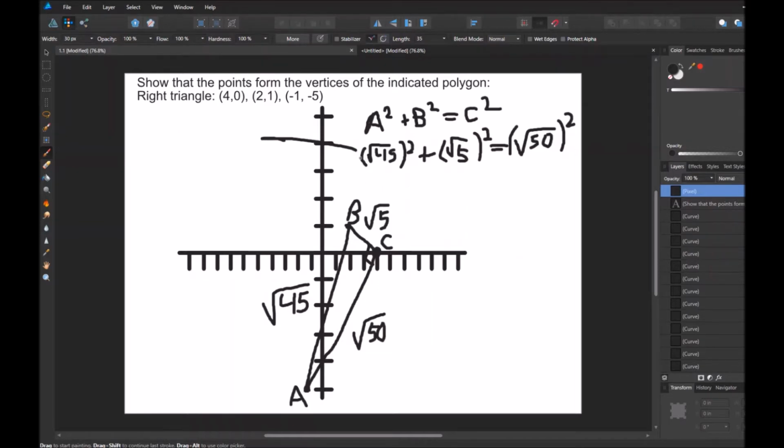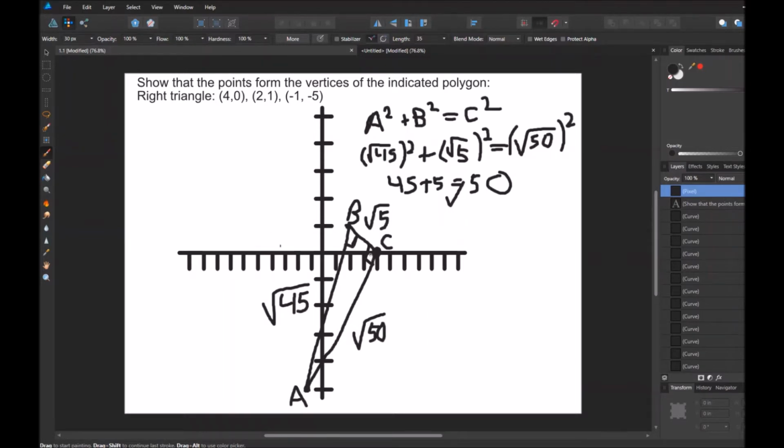So this would become 45, this would become 5, and then the root 50 squared would just be 50. And now we can tell just by looking at it, 45 plus 5 is 50. So we did verify that the vertices form the indicated polygon, but I noticed that I drew the right angle wrong here. I thought that the right angle would be here, but it would probably be here instead or something like that. But that doesn't matter.